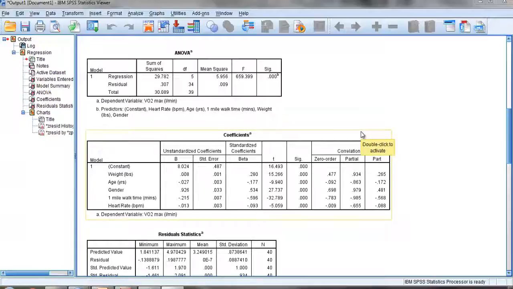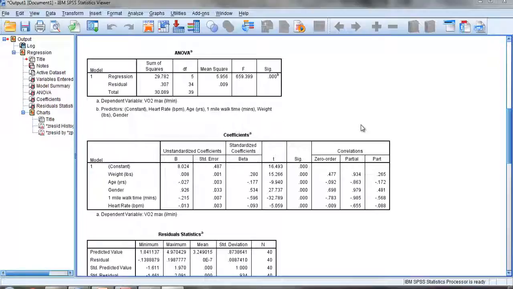The sign of the coefficients is also important. Since the coefficient for weight is positive, an increase in weight corresponds to an increase in VO2 max. The coefficients for age, 1 mile walk time and heart rate are all negative, so as each of these increases, VO2 max decreases.